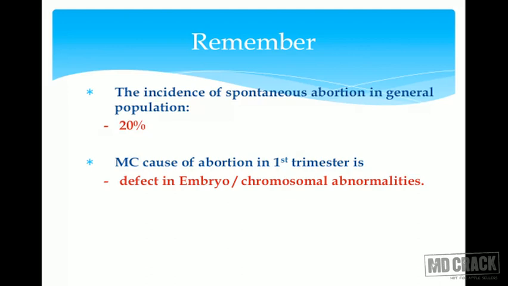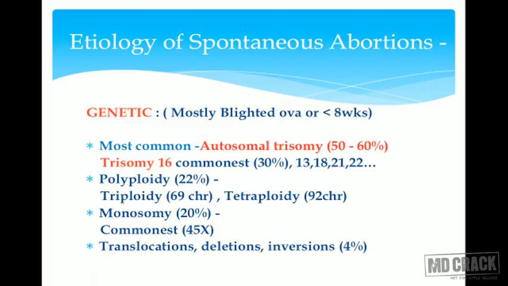Again, I want to highlight that the incidence of spontaneous abortion in the general population is almost 10 to 20%, and the most common cause of first trimester abortion is a defect in the embryo, or chromosomal abnormality. This is a very important question asked most frequently: what is the most common cause of first trimester abortion? Please remember, it is chromosomal abnormalities found in the embryo, or in other words, a defect in the embryo.